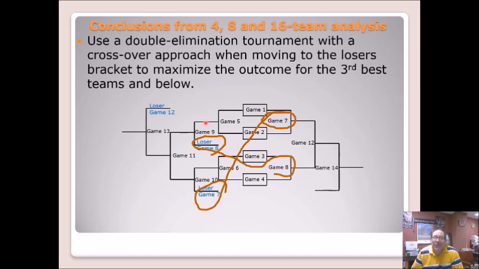When we go back and look at the video for 16 teams, it gets more complicated and there are a lot more options. But in the end, what we're always going to do is have a crossover approach to get us to the best results. What we're talking about in terms of the best results is that we're optimizing the results for the 3rd best teams and below. That's what we want to be looking for.